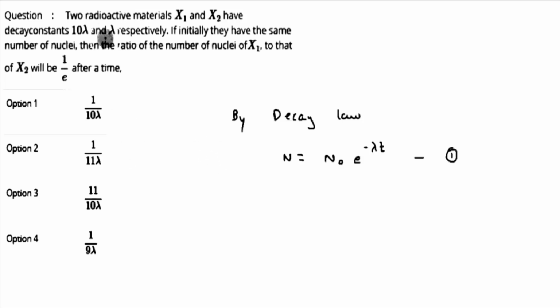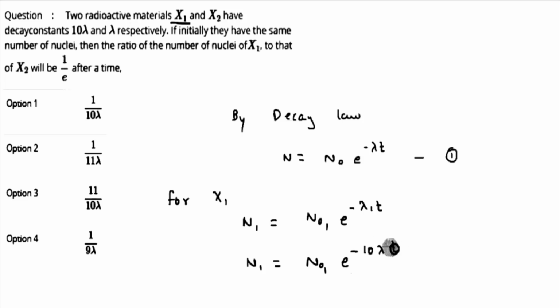So for x1 we can write, we are supposing the initial number of atoms to be n naught 1, and after time, let's suppose t, we are assuming it to be n1. So we can write n1 will be equal to n naught 1 e raised to minus lambda 1 t. We are interested in finding this value of t only. So if you substitute its value, n1 will be equal to n naught 1 e raised to minus of lambda, which has been given as 10 lambda, into t.